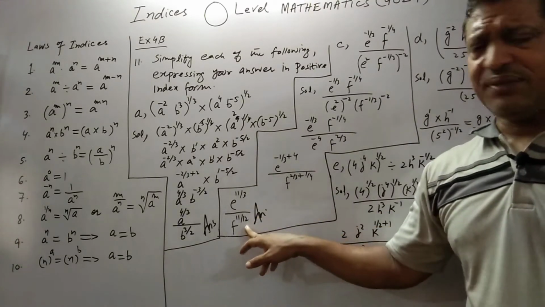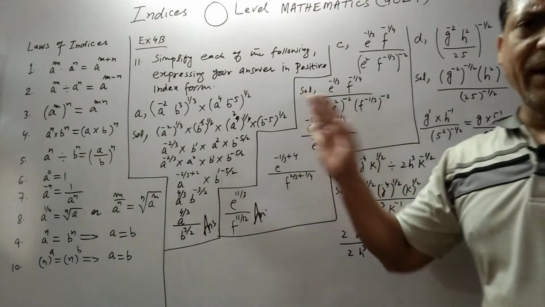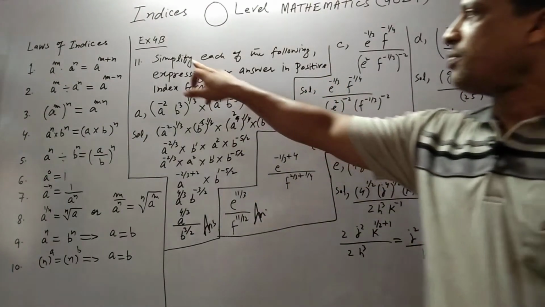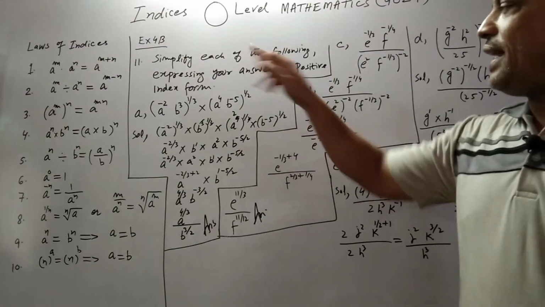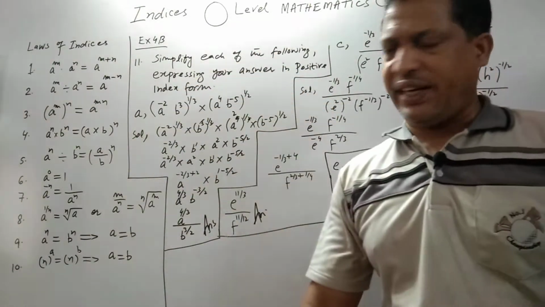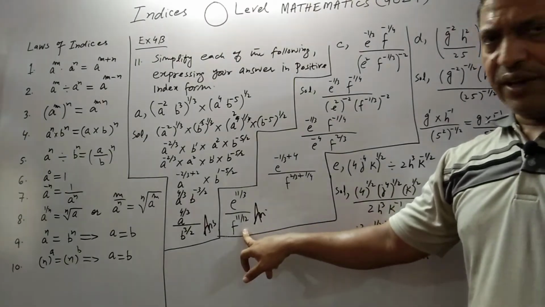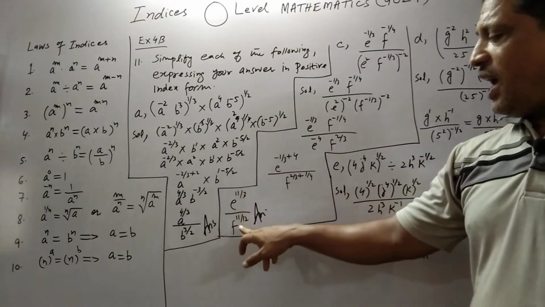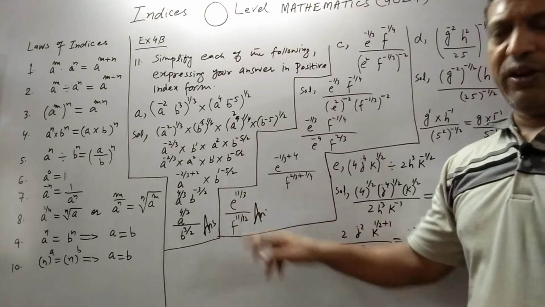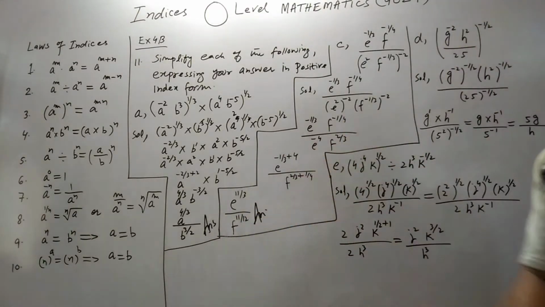Why is this our answer? Because the requirement has been fulfilled. What is the requirement? Simplify. We have completely simplified. The next step is to give the answer in positive index form. See carefully: e to the power positive 11 upon 3, positive index, upon f to the power 11 upon 12, positive index. So this is our final answer.